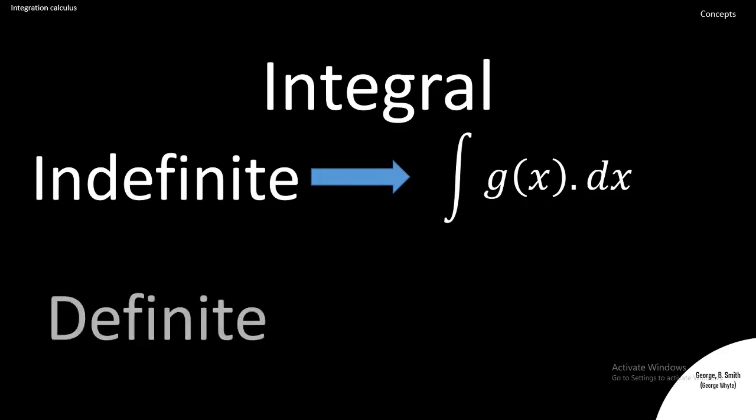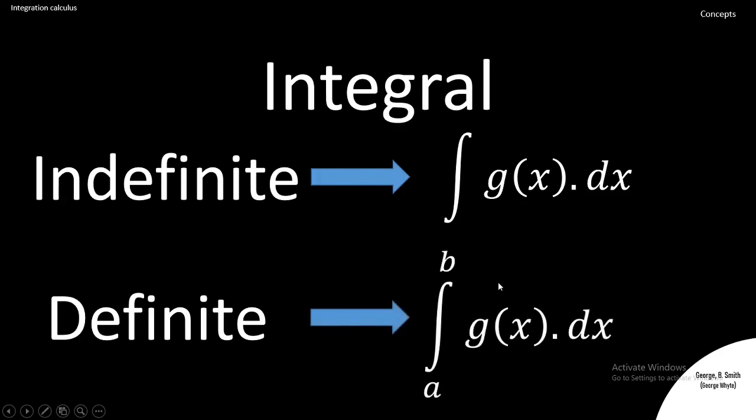But we have another one that we call the definite integral. Now for the definite integral, it is still going to look like this, but the extra thing you have there is that you have these numbers here. These are called the limits. So this is called the upper limit and this is called the lower limit.